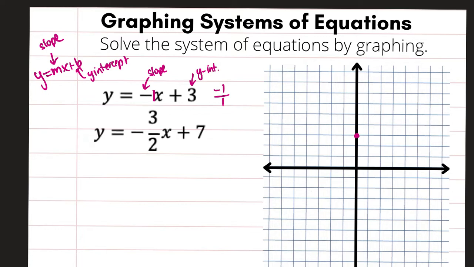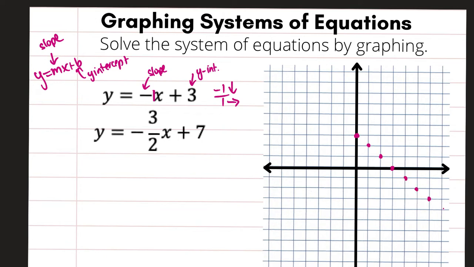That top number tells you how much you're going up or down. Since it's negative, you're going to go down 1. And then the bottom number tells you left or right. Positive 1 is going to be to the right 1. So from the y-intercept 3, we're going to go right 1 and then down 1. Strike that, reverse it. Down 1, right 1, plot a point. Down 1, right 1, plot a point, and so on.